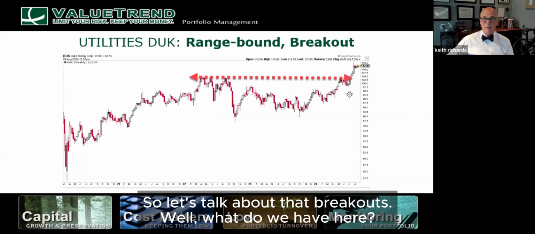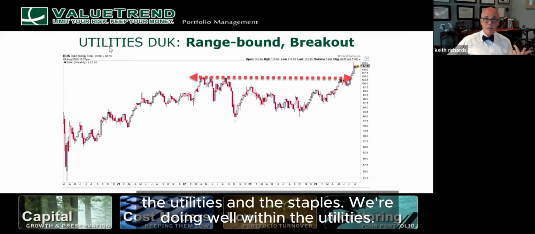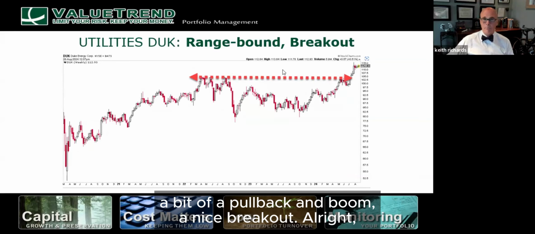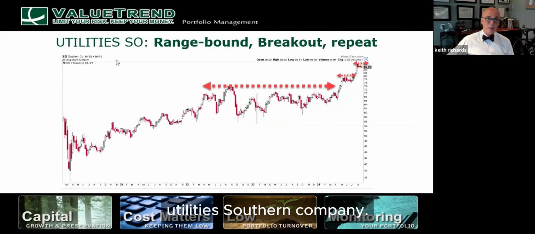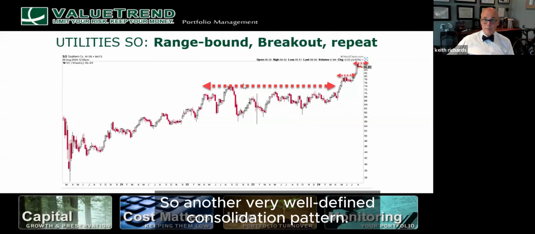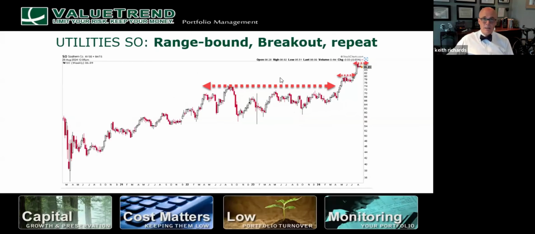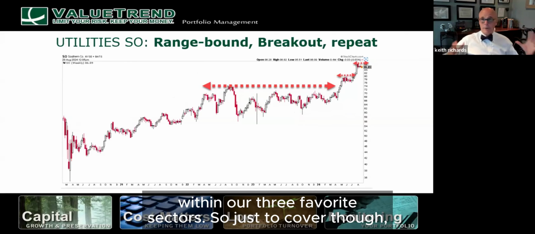Breakouts. Well, what do we have here? We have one of our other sectors that we like. Remember the 2 defensives, the utilities and the staples, were doing well. Well, within the utilities, these are all US stocks, by the way. Duke Energy, look, kind of a cup formation, a bit of a pullback, and boom, a nice breakout. All right, so that's a good chart. Here's another one. Utilities, Southern Company. So another very well-defined consolidation pattern. It broke out. Short consolidation, it broke out, another short consolidation. So these are the kind of patterns that we're looking for within our 3 favorite sectors.